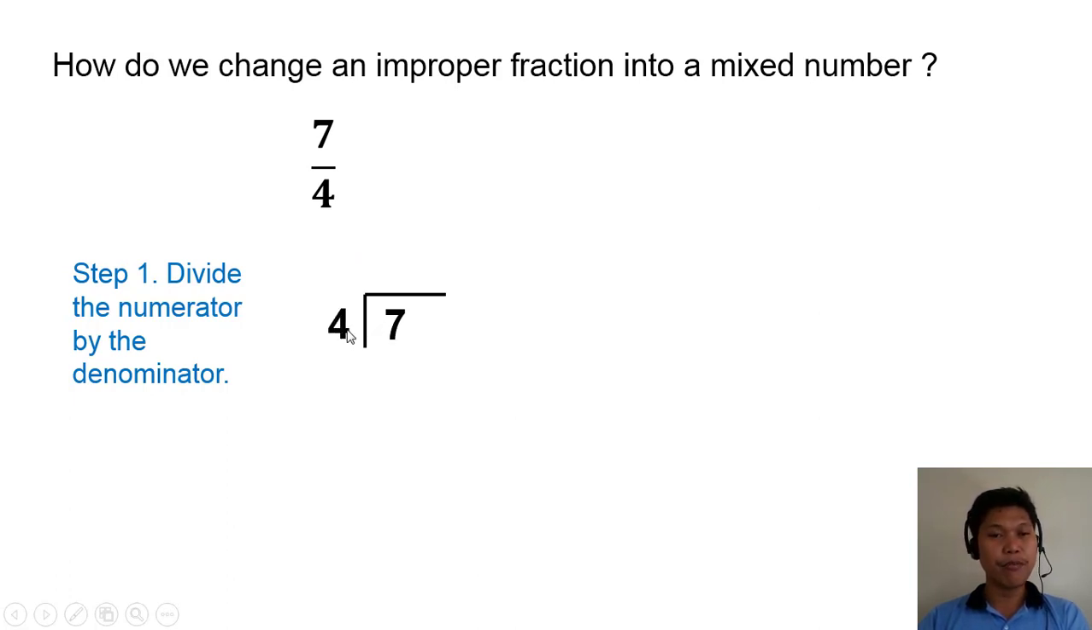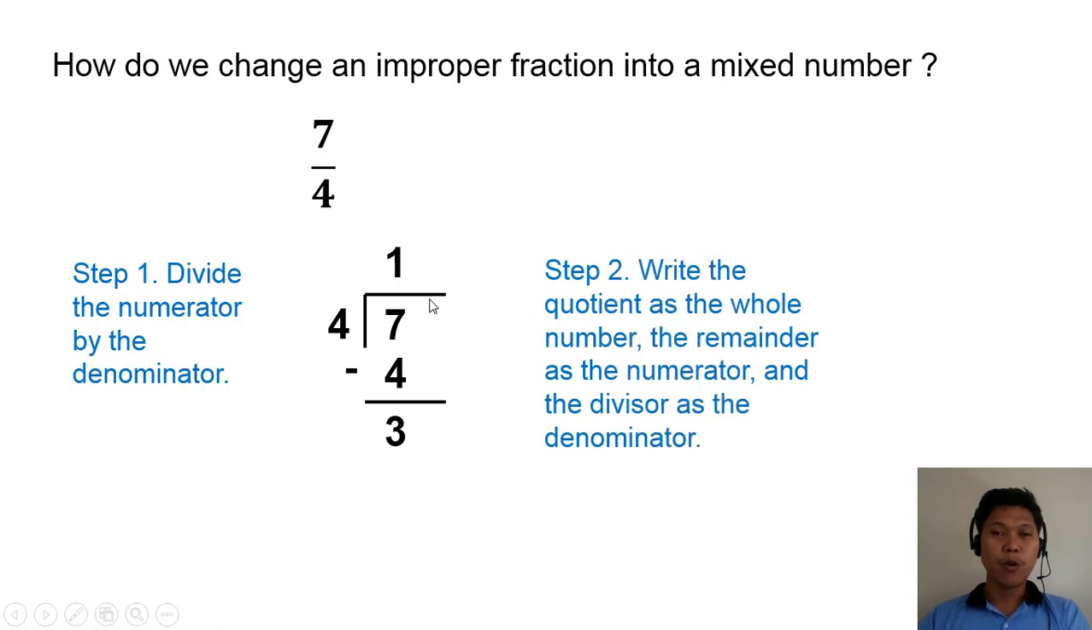So, 7 divided by 4, or ilang 4 ba meron sa 7? So, skip count ka, 4. Pag 8 kasi lagpas na. So, 4, 1 lang. 1 times 4 is 4, and 7 minus 4 is equal to 3. Then, step number 2 is we write the quotient, this is 1, the quotient, as the whole number. So, ito na yung magiging whole number. The remainder as the numerator, itong 3 na remainder magiging numerator, and the divisor, the 4, is the denominator.